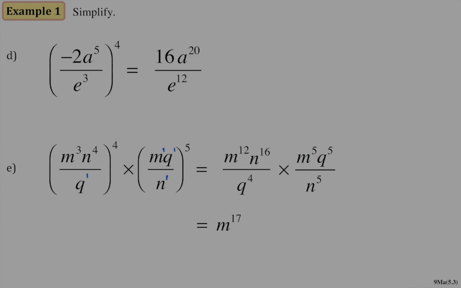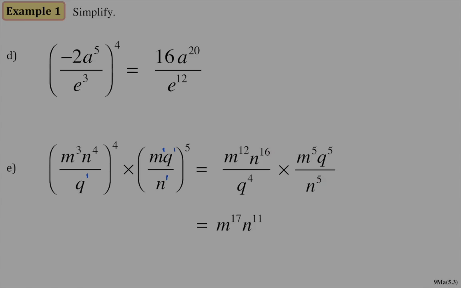Let's look at the letter n. N to the power of 16 is on the top of a fraction. N to the power of 5 is on the bottom of the fraction, which means they're being divided. Even though there's a times sign, they're being divided because one part is on the top and the other part is on the bottom of the fraction. And when we're dividing, we subtract the powers. 16 take 5 is 11. So n to the power of 11.